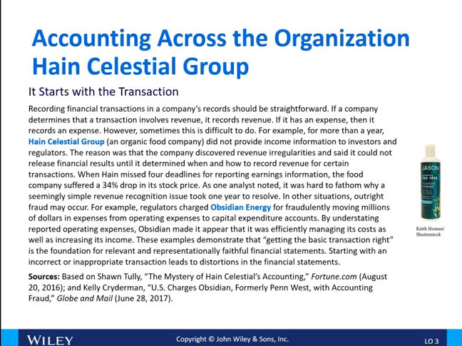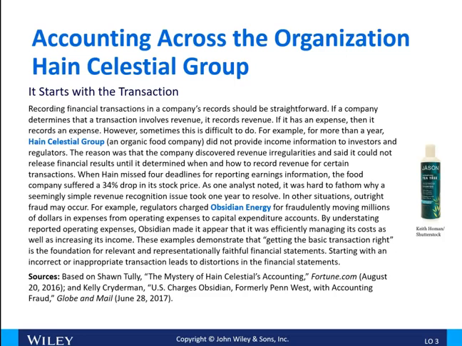So we'll look at Haynes Celestial Group. Recording a financial transaction in a company's records should be straightforward. If it determines that a transaction involves revenue, it records revenue. If it's an expense, it records expense. Pretty straightforward. Sometimes, however, it's difficult to do so. For more than a year, Haynes Celestial Group, which is an organic food company, did not provide income information to investors and regulators. The reason was that the company discovered revenue irregularities and said it could not release financial results until it determined when and how to record revenue for certain transactions.